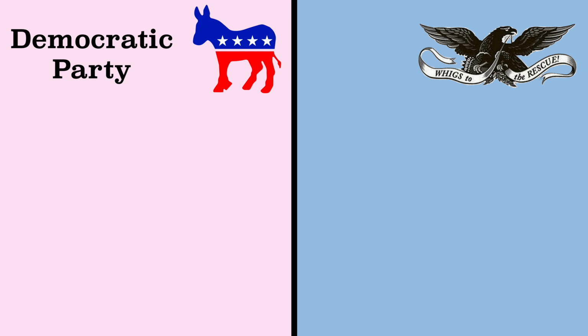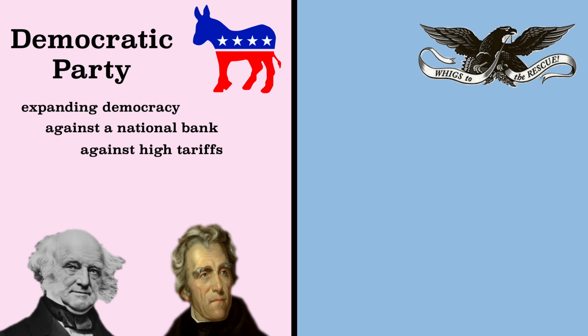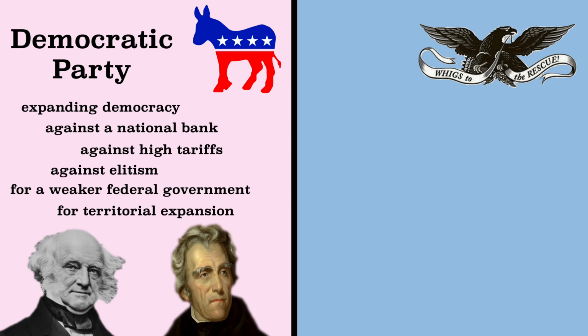On the Democratic Party side, led by folks like not just Jackson, but also Martin Van Buren, they tended to be for expanding democracy, obviously, very against a national bank, against high tariffs, against elitism, for a weaker federal government, more states' rights, and for territorial expansion of the United States, even if that meant stealing land and killing people to get it.